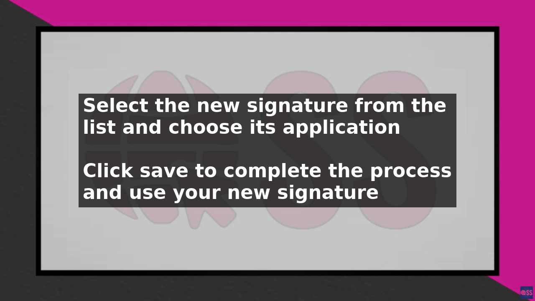You can then select the new signature from the list and choose whether to apply it to new messages or replies and forwards. Finally, click Save to complete the process, and your new signature will be ready to use.